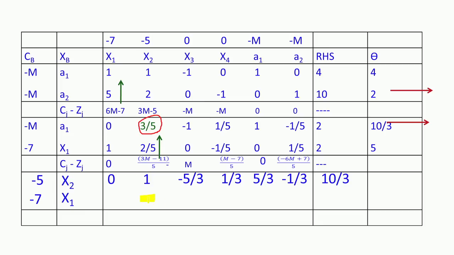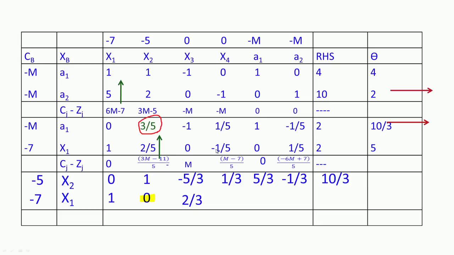So to get a 0 here, I look at the corresponding position, which is 2 by 5. So this minus 2 by 5 times 1 is 0. So 2 by 5 minus 2 by 5 times 1 is 0. So we use that. 1 minus 2 by 5 times 0 is 1. 2 by 5 minus 2 by 5 times 1 is 0. 0 minus 2 by 5 into minus 5 by 3 is plus 2 by 3.